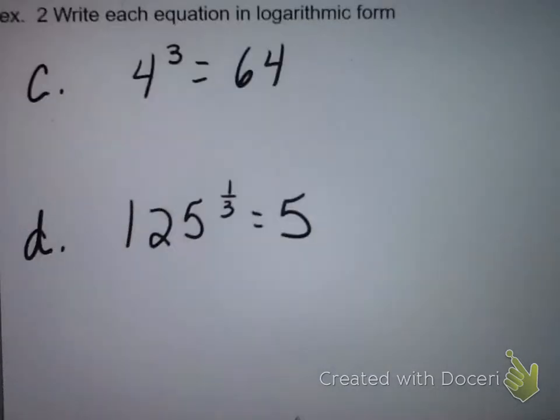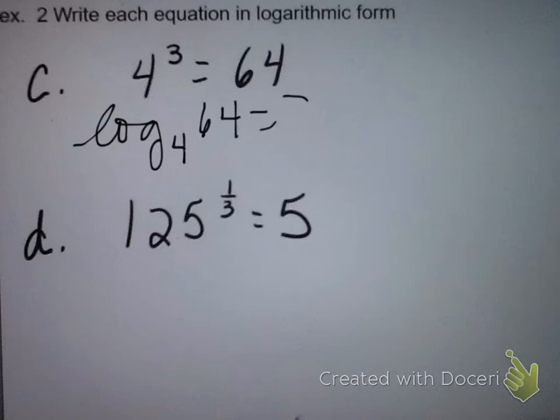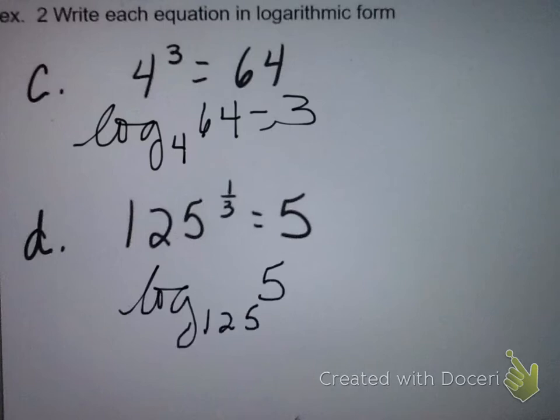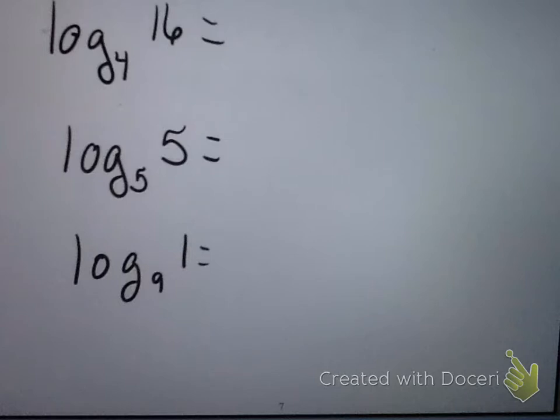Example 2, write each equation in logarithmic form. So once again, it's log base 4 of 64 is equal to 3. And example D, 125 to the 1/3 power is 5. That's log base 125 of 5 is equal to 1/3. Pause the recorder and you try to do these 3 problems.